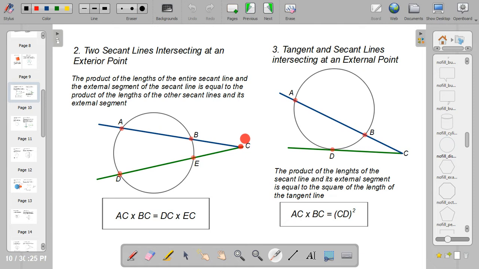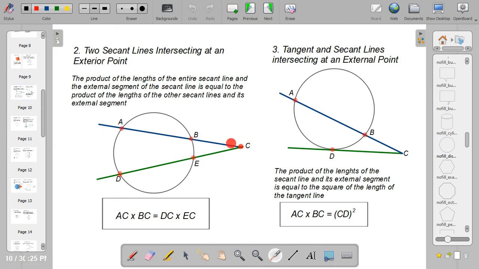Now, the product of the lengths of the entire secant line and the external segment of the secant line. So, what do you mean when you say the entire secant? Let's try to see the blue one. Pag sinabing entire secant, it means the whole line. The whole line of the secant line is AC. And the external segment, when you say external, this is the line that is outside of the circle. For the blue one, the external segment is B and then C.